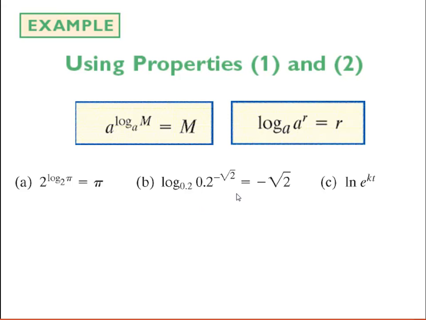All right, so pause the video for a second, and you try letter C. All right, what did you get? Hopefully you used the second property here. We see that ln, remember, is log base e, and then this is the base e exponential. So what I really have here is log base e of e to a power. These are going to wipe each other out, and I'm going to get just the exponent of kt.